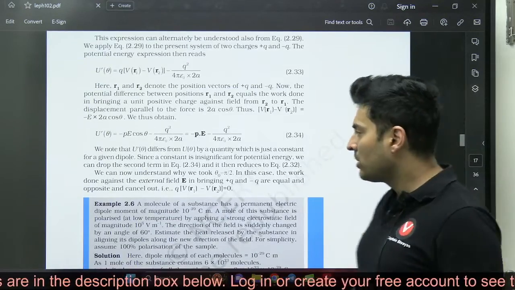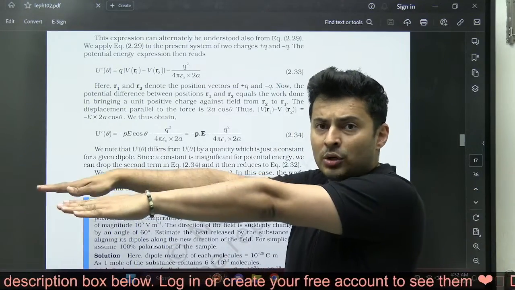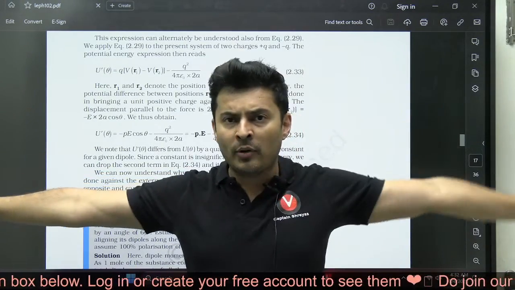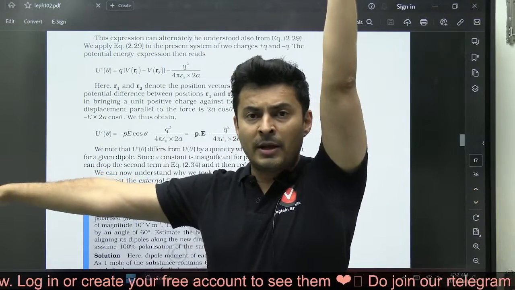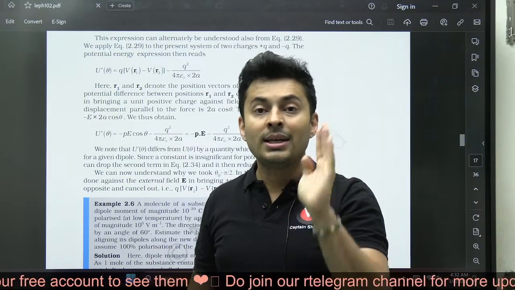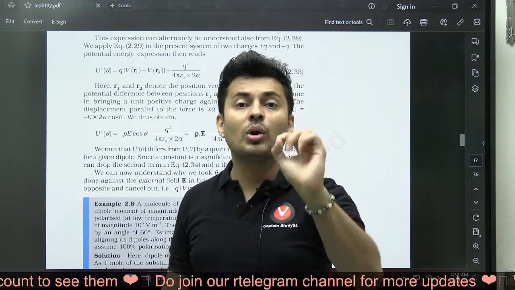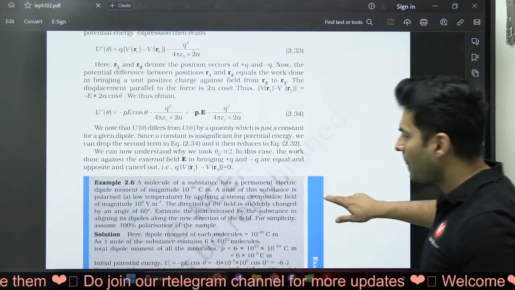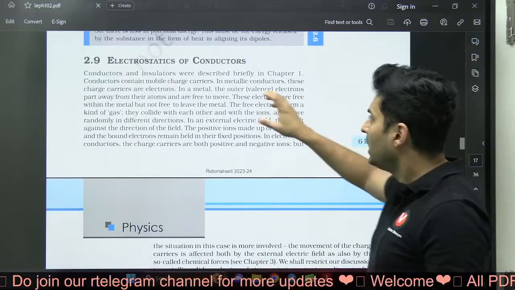Keep this in mind. Also, you should know when the dipole is in the direction of the field, it is stable. When it is opposite, it is unstable. And when it is perpendicular, energy is 0. It is neither stable nor unstable, it is neutral. It has maximum torque because sine 90 will be maximum. How many of you remember this, right?